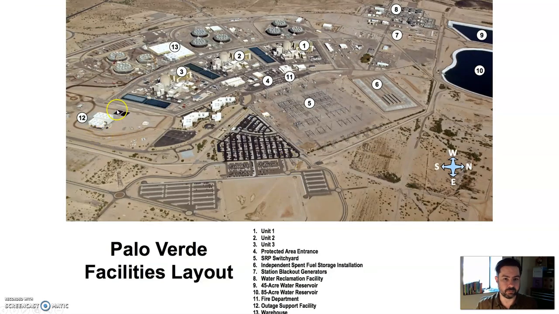Again, this is the layout of the area. So again, the reactors 1, 2, and 3. You have the cooling condensing towers over here, and then right here, number 6. Here's where all the waste is stored. Once the fuel is no longer useful, they put it in these large cement containers, and I'll show you those in a second.